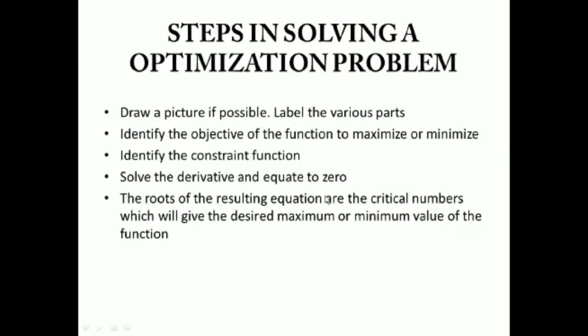Hi, I'm Catherine Grace Ibacalso from Group 8 and I'll be showing you how to solve an optimization problem. So first, we have the steps in solving an optimization problem. First, we have to draw a picture if possible and label the parts. Second, identify the objective function to maximize or minimize. Third is to identify the constraint function. Fourth, solve the derivative and equate to 0. And lastly, the roots of the resulting equation are the critical numbers, which will give the desired maximum or minimum value of the function.